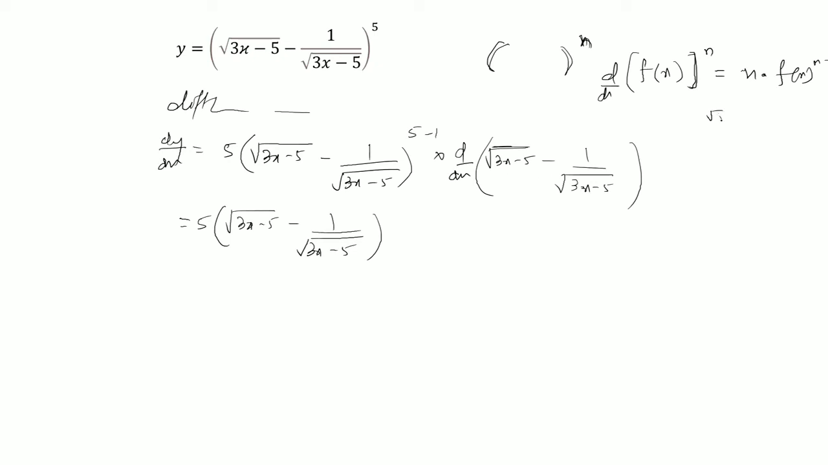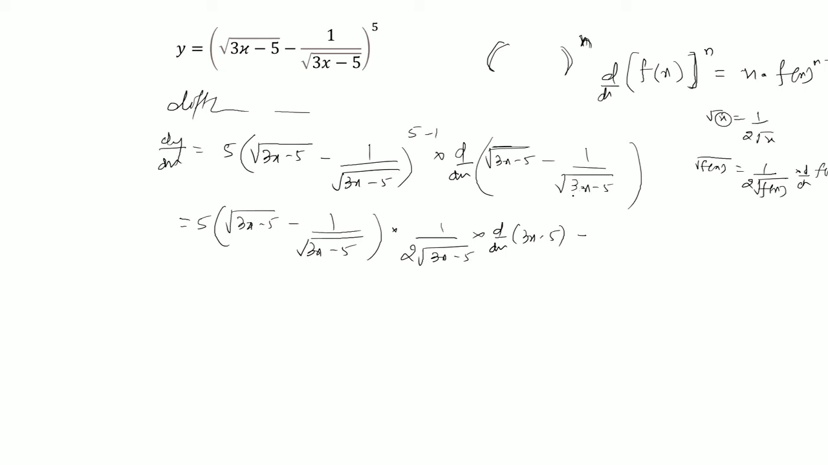What is the derivative of root x? We all know it is 1 upon 2 root x. But it is not just root x, it is root of f of x. That gives you 1 upon 2 root of f of x into derivative of f of x. So this becomes 1 upon 2 into root of (3x minus 5) into the derivative of (3x minus 5). The derivative of 3x minus 5 is 3.